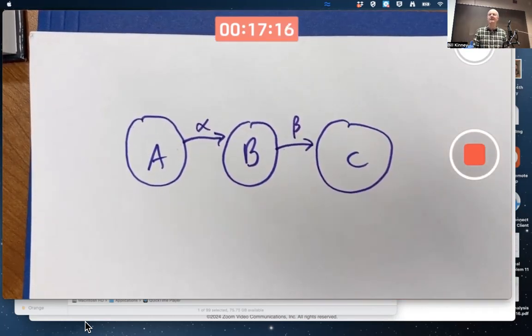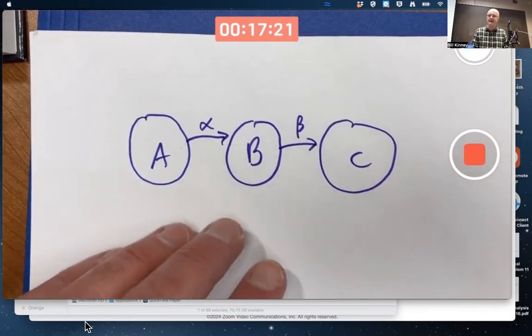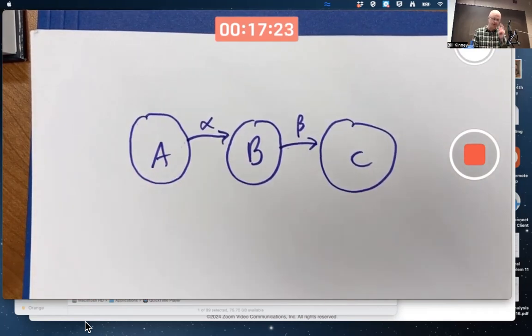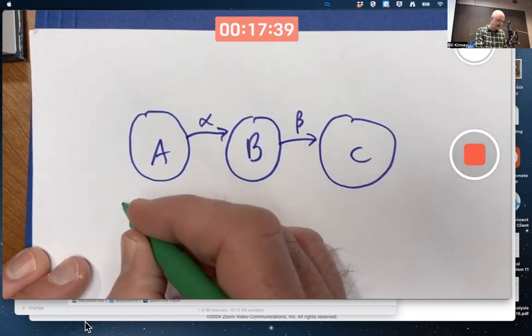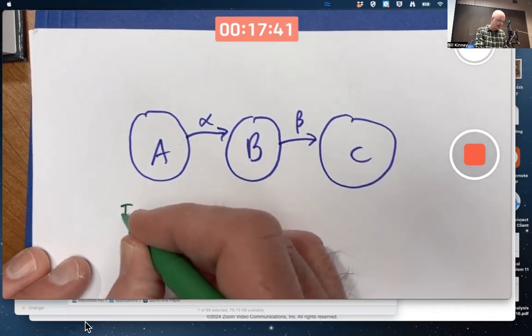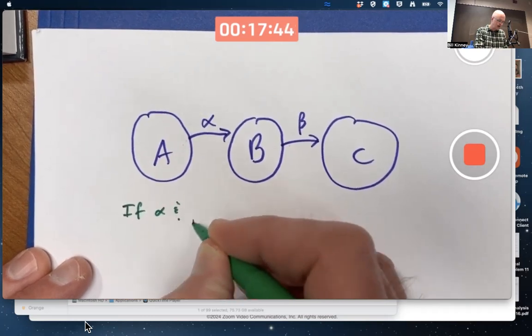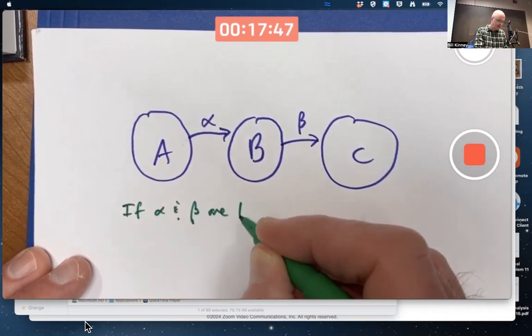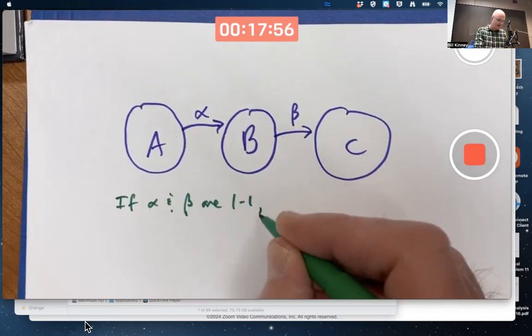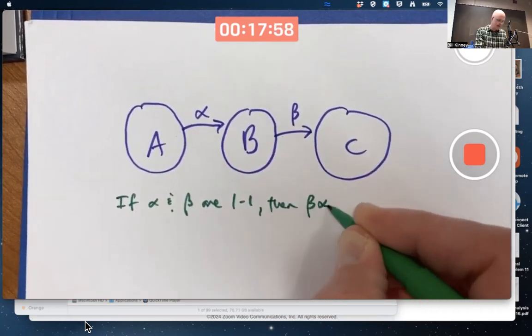It's helpful to make diagrams like this to visualize what's going on, even though you don't know what these sets are and you don't know what formulas there are for alpha and beta. There may be no simple formulas, in fact. We've got two things to do here, and we're going to do a third thing later. First thing to do is that we want to prove if alpha and beta are 1-to-1, which you can abbreviate 1-1, then beta alpha is 1-to-1.